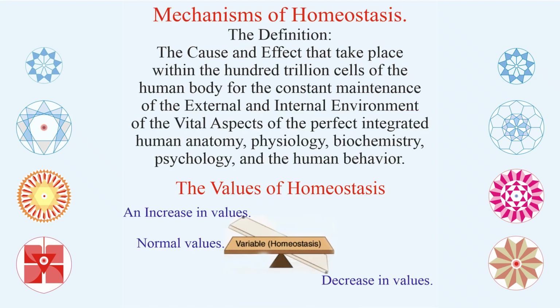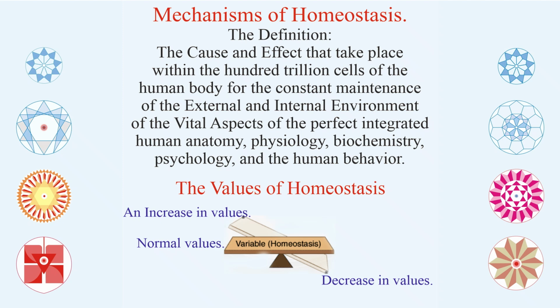Now come to the mechanism of homeopathy definition. The cause and effect that take place within the 100 trillion cells of the human body for normal maintenance of the external environment are the vital aspects of the perfect integrated human anatomy, physiology, biochemistry, psychology and human behavior. All these factors, A to Z, of the important human being who is a perfectly walking, talking encyclopedia with wisdom, who has no problem with anybody, who is really Satchitanand, and this is what the value of homeostasis is.